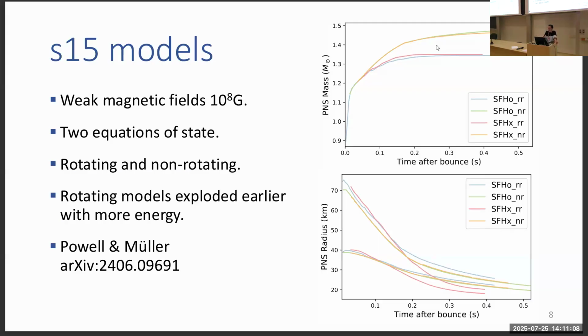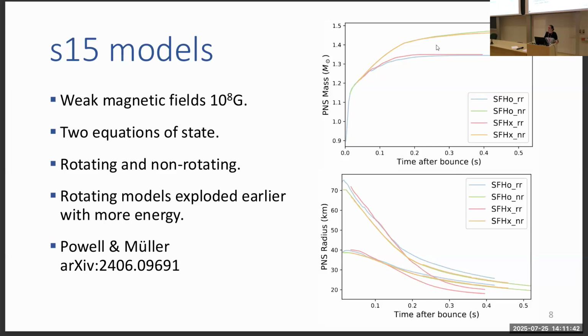So they have weak magnetic fields, and we use the SFHo and SFHx equation of state, and 2 of them were rotating and 2 of them were non-rotating. So the rotating models exploded earlier with lots more energy, and I have here the proto-neutron star mass, and the rotating models have a lower mass, which is not unexpected. And then for the radius, we just have this one model that has a smaller radius than all the other 3, and I wasn't really sure why.